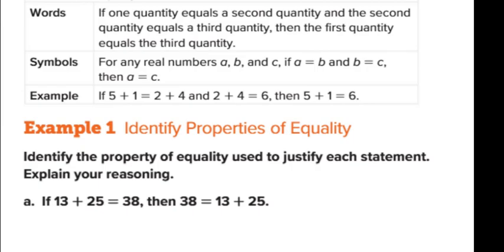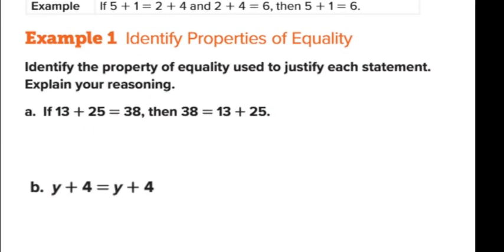It has to be that second thing repeats in both of those. So if 5 plus 1 equals 2 plus 4, and 2 plus 4 equals 6, then 1 plus 5 equals 6. So that 2 plus 4 repeated. Then they took the first thing, 5 plus 1, and set it equal to the third thing, 6.